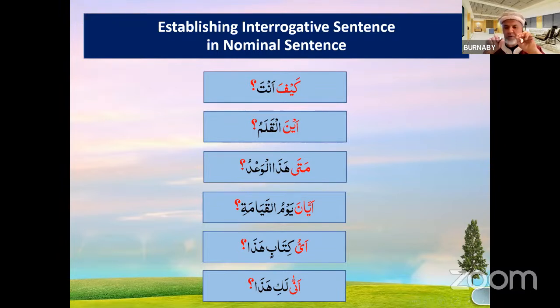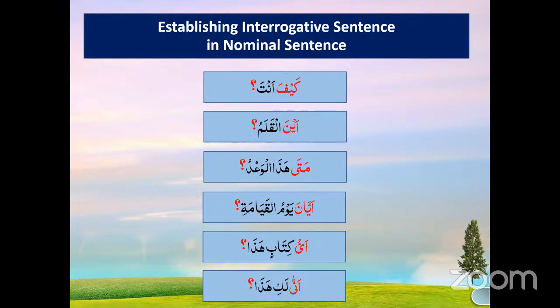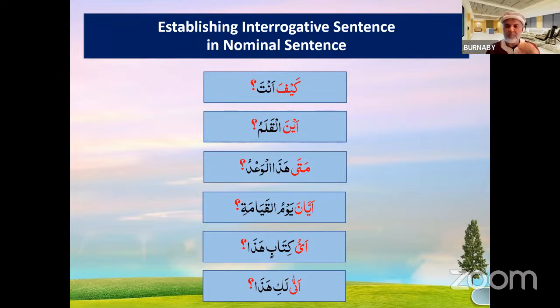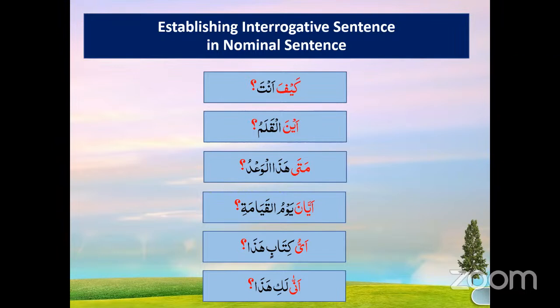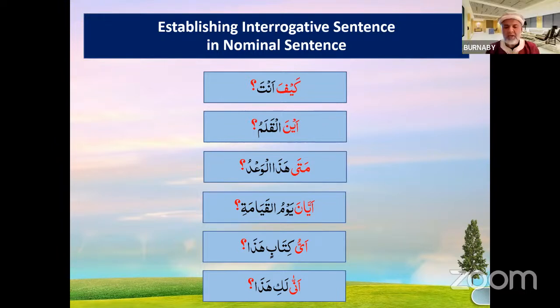I agree on that because Haza al-Wadu is connected, right? Haza is the Ismu Ishara, al-Wadu is the Musharun alayh. Agree? Yawmul Qiyamah, same thing, is Murakkab Idafi because Yawm is Mudaf and al-Qiyamati is the Mudafun alayh. Over here, Ayyu Kitabin Haza, which book is this?